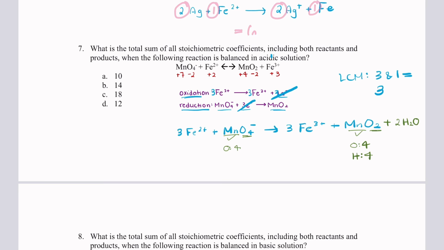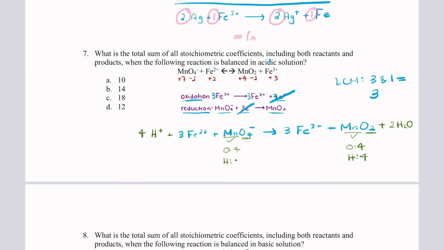How do we then balance that? This is easily done because we can go ahead and add 4 hydrogen ions to the reactant side to balance hydrogen atoms on both sides. In addition, you'll notice that iron is balanced on both sides. We have 3 iron atoms on the reactant side, 3 iron atoms on the product side.